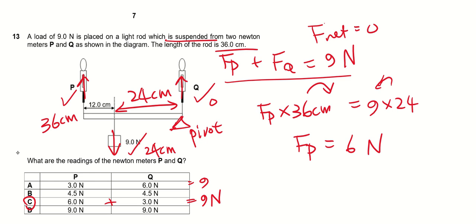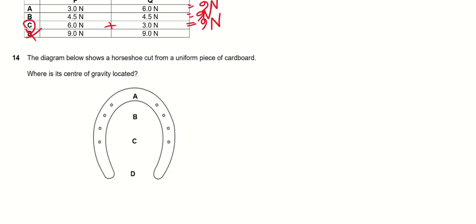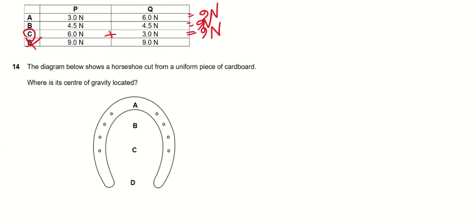Okay, so this one is also added up to be 9 Newton. D confirm is out, because that means there'll be an upward resultant force. So answer is C. Okay, it shows a horseshoe cut from a uniform piece of cardboard.